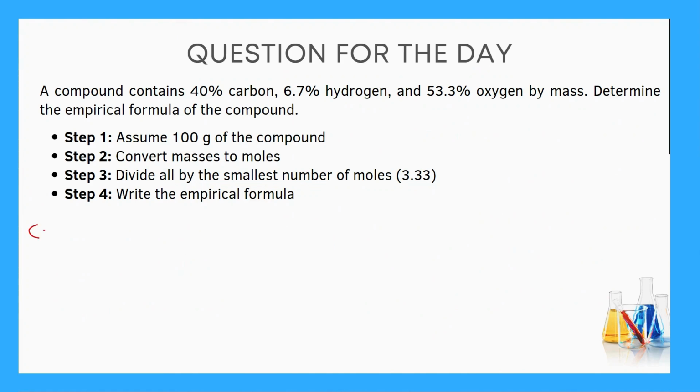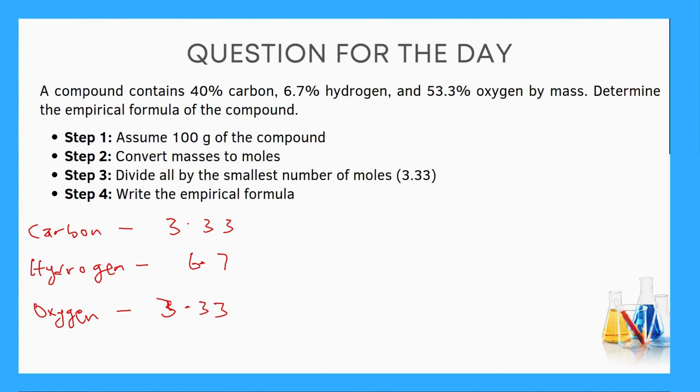For carbon, we have 3.33 moles. For hydrogen, we have 6.7 moles. And then for oxygen, we have 3.33 moles as well. So now the smallest number of moles is 3.33. So we're going to divide by 3.33. The same thing we're going to do over here, divided by 3.33, since the smallest number is 3.33. So when we do that, for the first instance, we have 1. For the second instance, what we have is 6.7 divided by 3.33. That gives us 2. And then for the third one, we have 1.